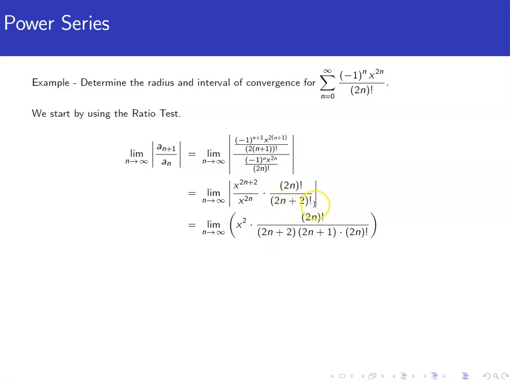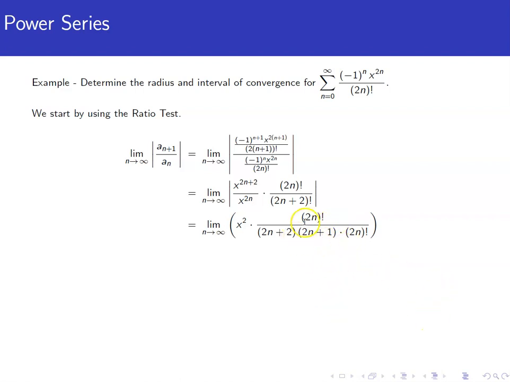Starting with (2n+2) factorial, remember it goes down by 1 each time. So we pull off the 2n+2, we've got to pull off another 2n+1 before we get to 2n factorial. It doesn't just skip from 2n+2 down to 2n. Factorial means we start at the number that's in the parentheses and then go down by 1s each time until we get to 1.